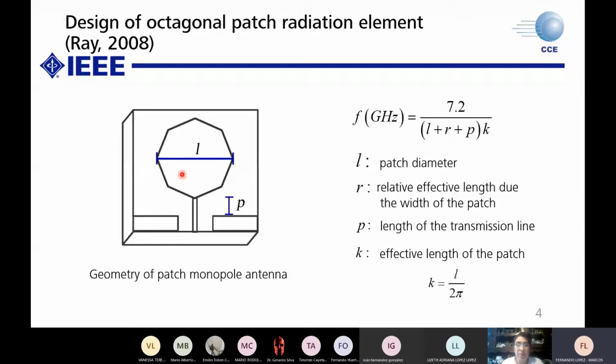First of all, we designed an octagon patch as a radiation element. The initial resonance frequency for this patch is calculated with this equation, and it is a function of the patch diameter, the relative effective length of the patch, and the separation between the patch and the ground plane.